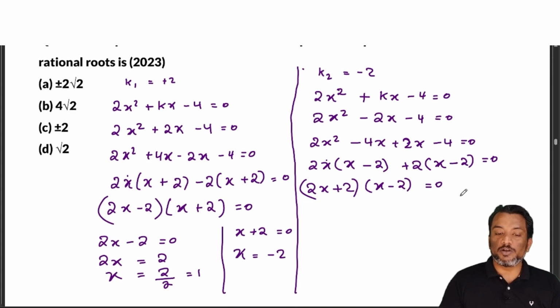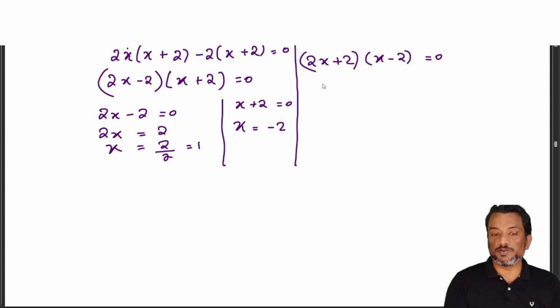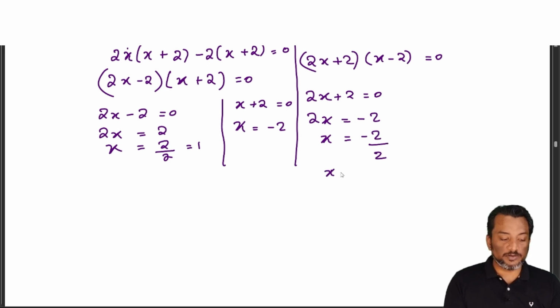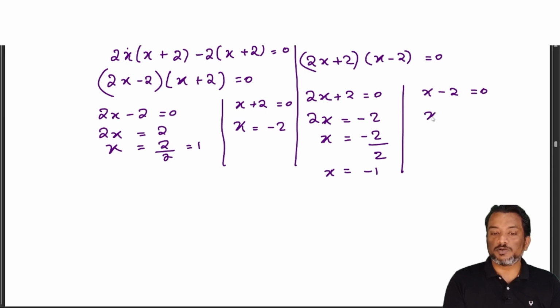Same way here also you can substitute this one. So you can say 2x plus 2 is equal to 0. So 2x is equal to minus 2 and x is equal to how much? Minus 2 over 2. So x is equal to minus 1, and same way you can find out x minus 2 is equal to 0. So x is equal to how much? Plus 2.